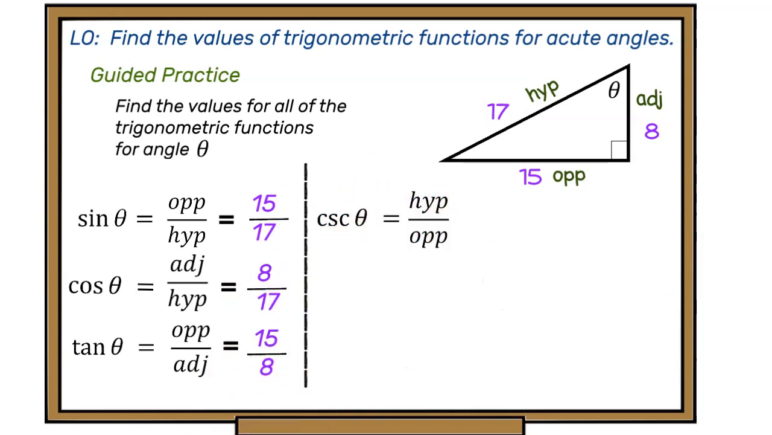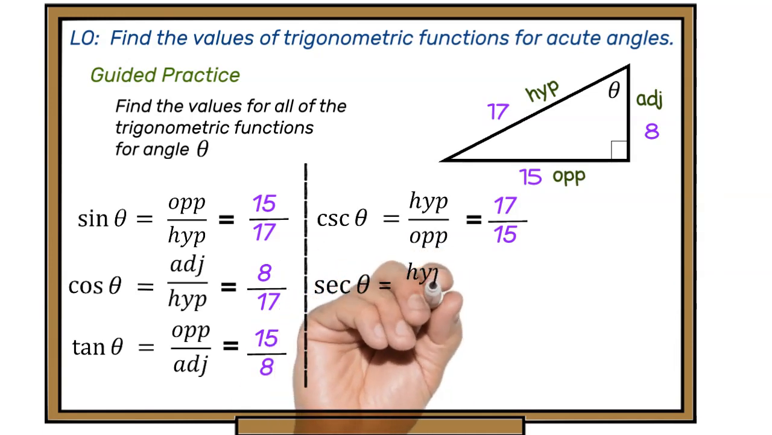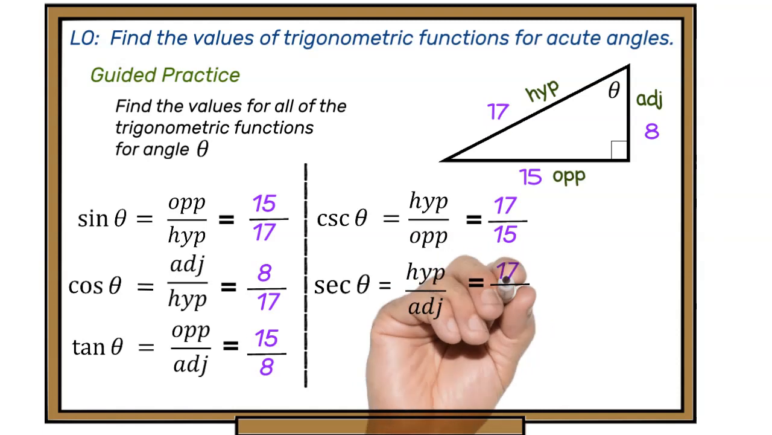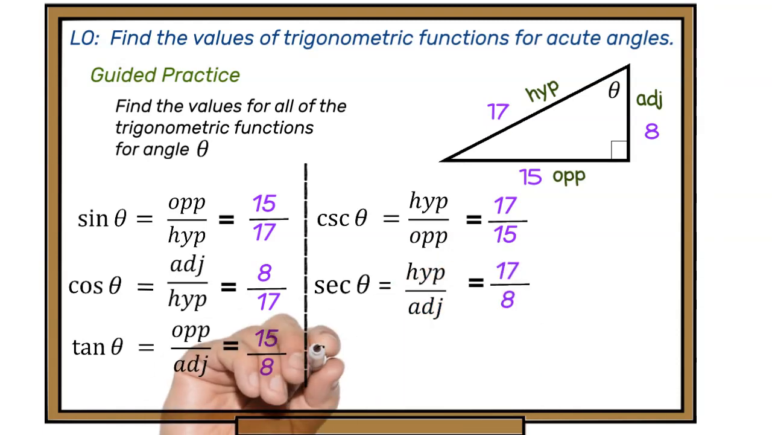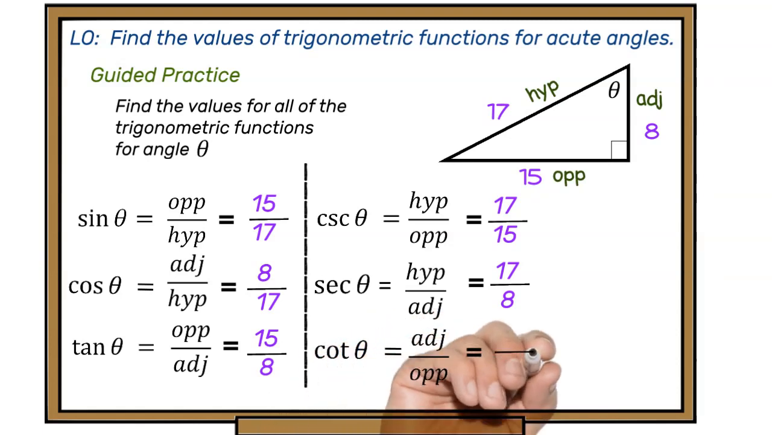So cosecant of theta, 17 over 15. Secant of theta, 17 over 8. And the cotangent of theta is 8 over 15.